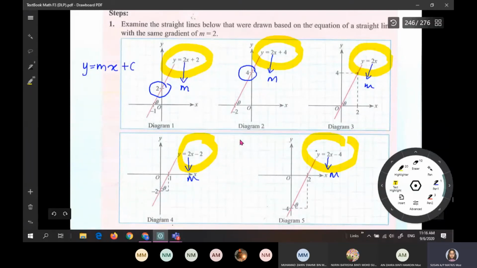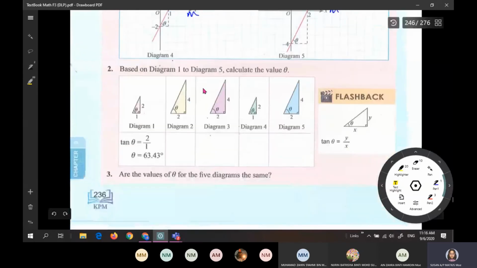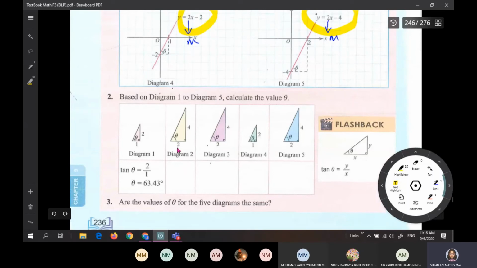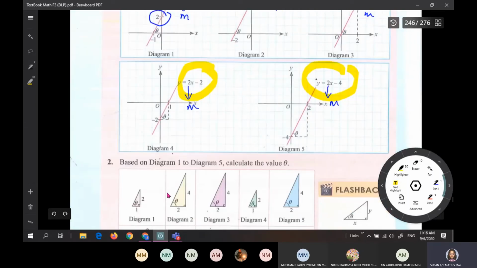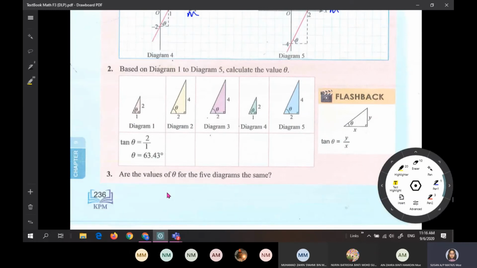Okay, so let's look at the next part of the activity. Based on diagram 1 to diagram 5, we are going to see what is the value of the degree given here. All this degree we want to find. The first one is tangent 2 over 1, which gives you the value as 63.43. So let's look at the second one.